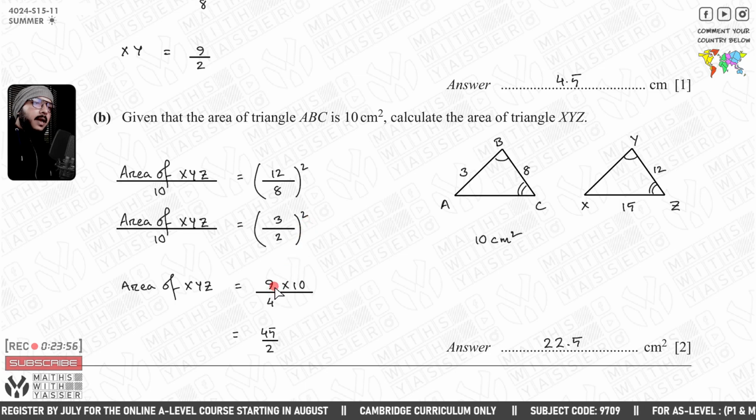So it will be 9 over 4, and we can cross multiply 10. So it is 9 times 10 over 4, which is 90 over 4, or we can simplify 4 and 10 by dividing both of them with 2, and we get 45 over 2, which is the same as 22.5.